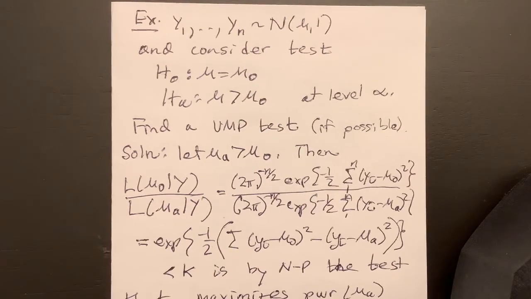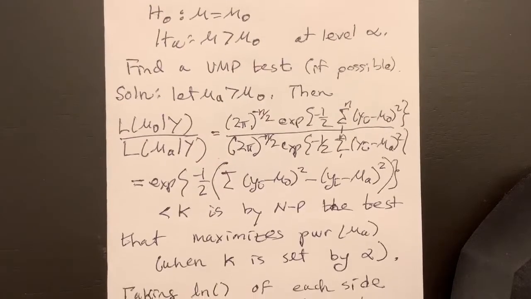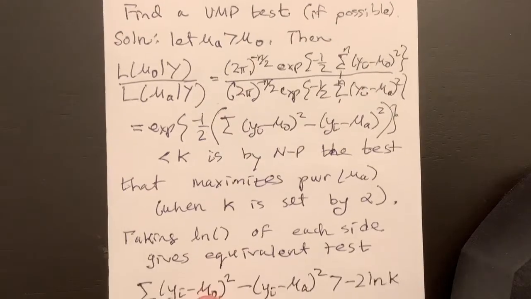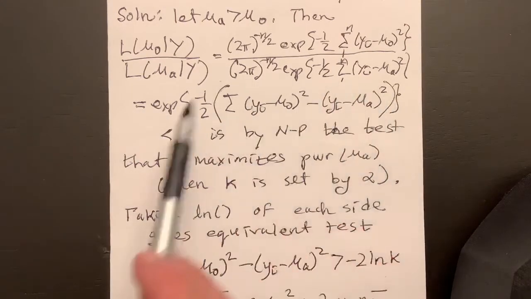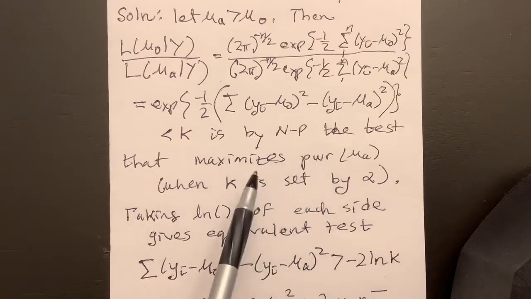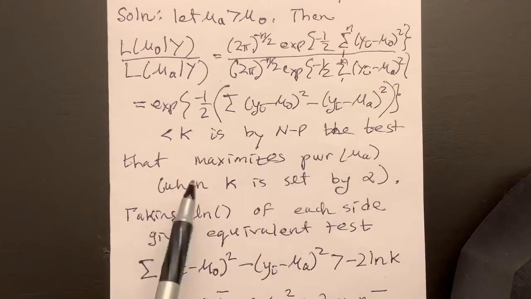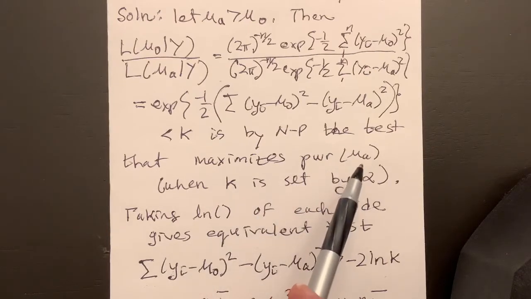So we let mu a be an arbitrary number bigger than mu zero, and we build the test. Remember, the test takes this ratio of the likelihoods and sets it less than k, where k is set based on alpha. So here's my rejection region, in other words. By NP, this is the rejection region of the test that maximizes the power at mu a when k is set by alpha.